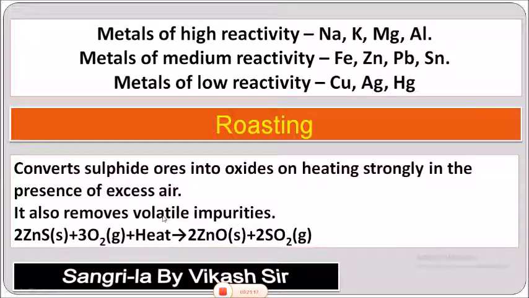For example, zinc sulfide reacts with an excess supply of oxygen and we get zinc oxide, and from here by the reduction process we can get zinc, and also sulfur dioxide.